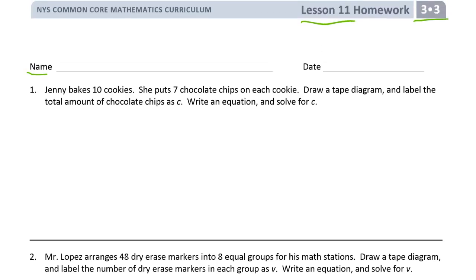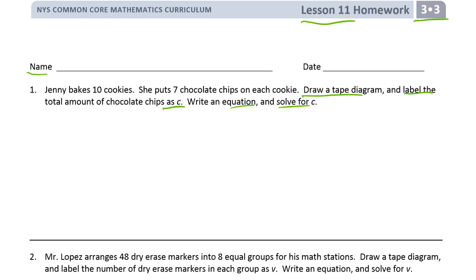Jenny bakes 10 cookies. She puts 7 chocolate chips on each cookie. Draw a tape diagram and label the total amount of chocolate chips as C. Write an equation and solve for C. So we got to do a lot of things here. We have to draw a tape diagram. We have to label the total amount as C. We have to write an equation, and we have to solve for C. We have to do all of those things.